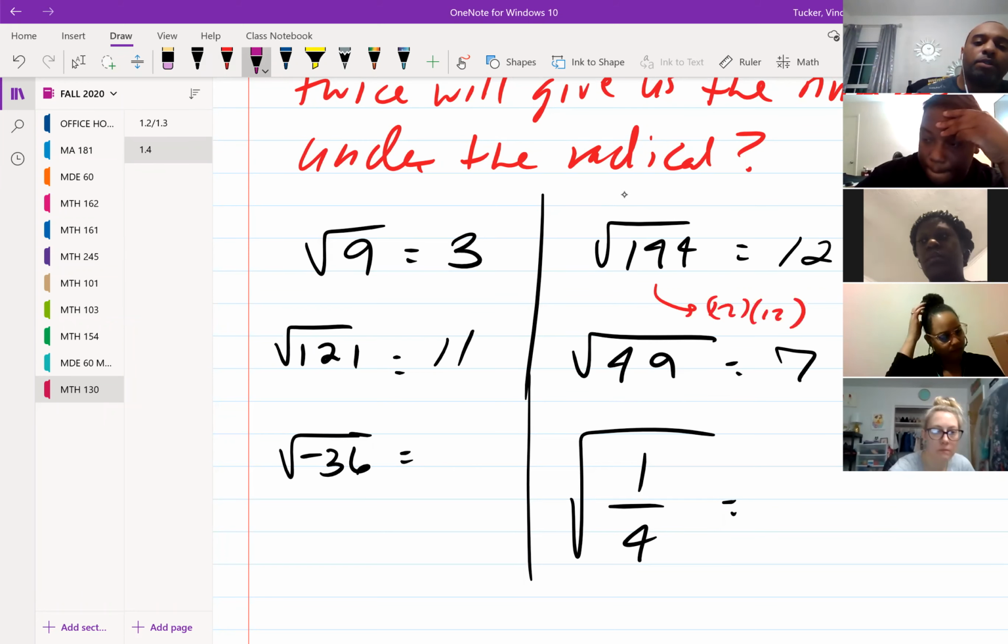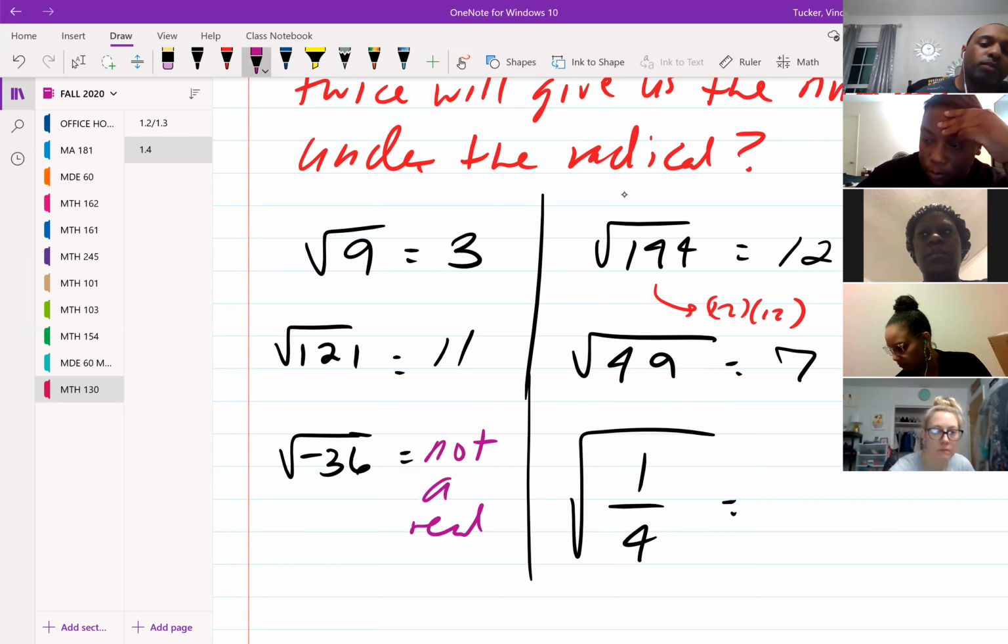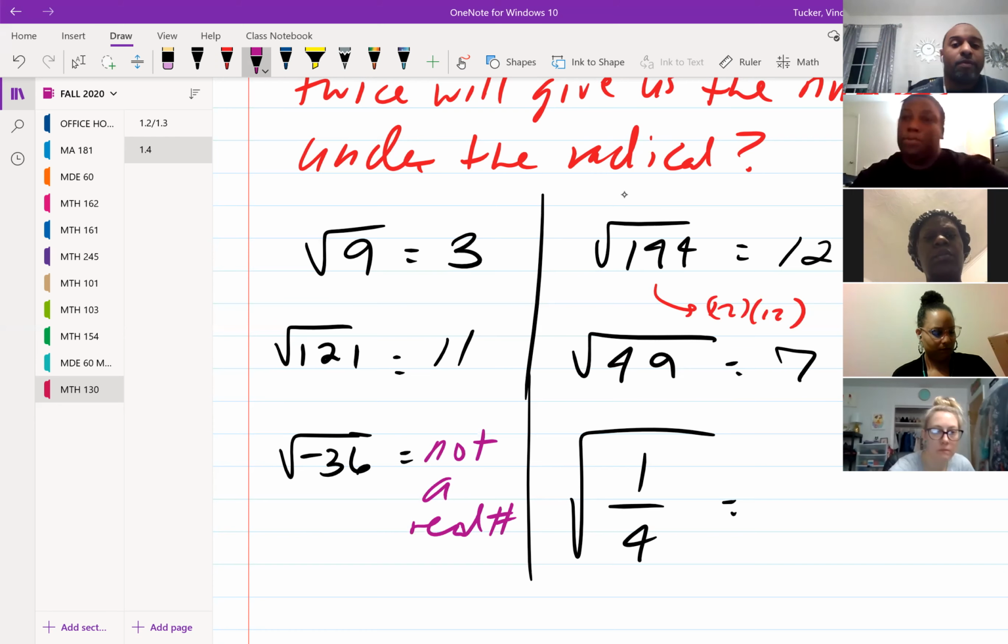Be careful here, because there's no number you can multiply by itself twice that will give you a negative value. So not a real number. In mathematics, not sure if you've dealt with them before, there is something that we have, which is what we call imaginary numbers. That's what taking the square root of a negative would do for you. But all you guys are held responsible for is writing not a real number. So if you see a negative under the radical, the answer is not a real number.